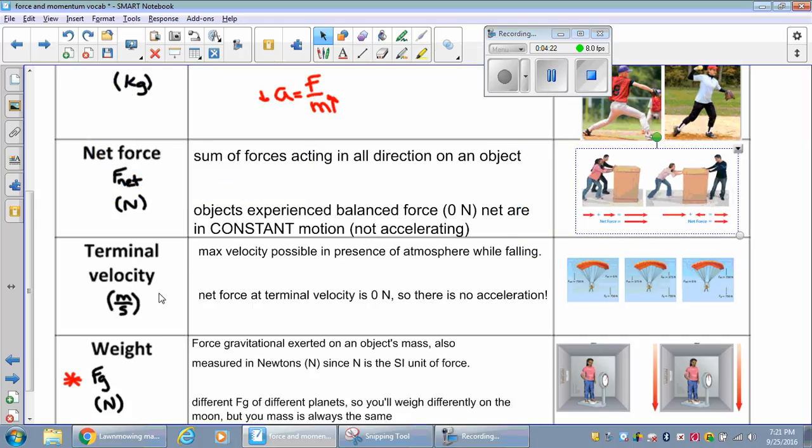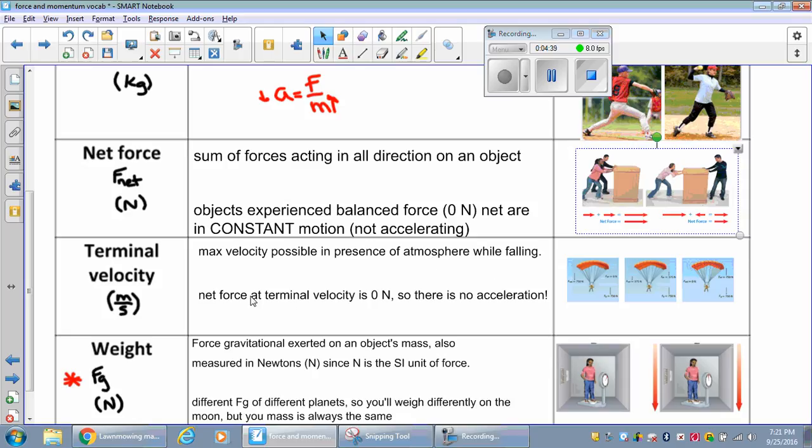Okay, this brings us to a really interesting term, terminal velocity. Terminal velocity is measured in meters per second. It's not the max speed you'll go when you die. It's the max velocity possible in the presence of atmosphere while falling. And this is important.